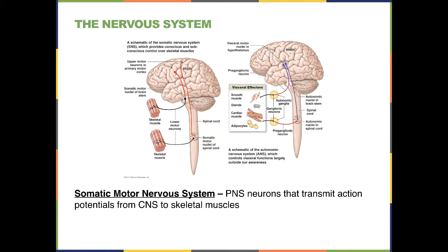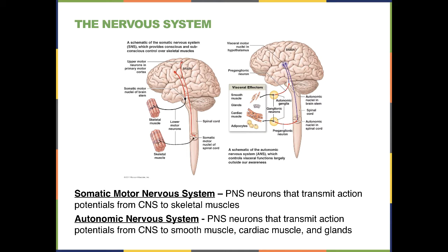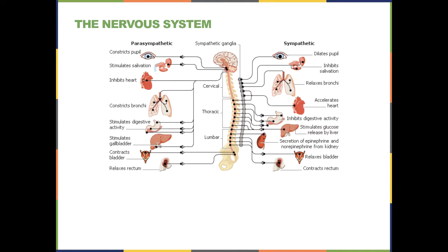On the right, we see the autonomic nervous system. These are peripheral neurons that transmit their action potentials from the central nervous system to the smooth muscles of the GI tract, the heart, and also the glands. On the left are the motor neurons. On the right is the autonomic system.